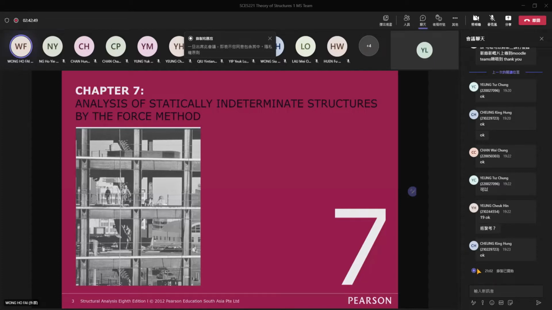And the reason why I need to introduce it is that before, we talked about determinate structures. Determinate structures mean that our equilibrium equations are good enough to solve for all the unknowns. However, sometimes we will add more support reactions than we require for a statically determinate structure. So that's why we need a new method to solve for indeterminate structures.